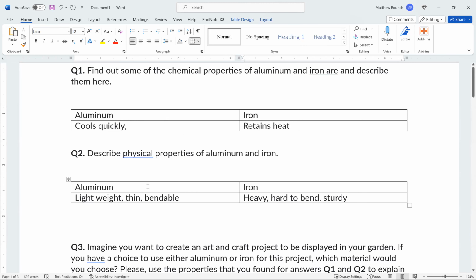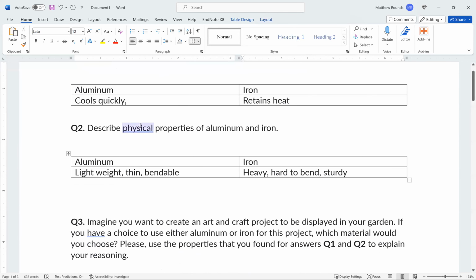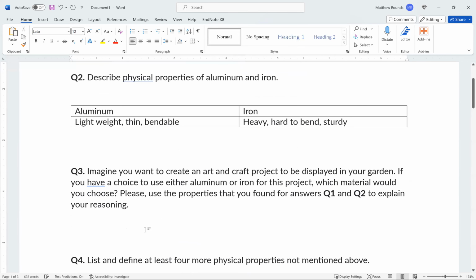All right. So we've kind of talked a little bit about this. I don't think this is great, but this is good enough here. So imagine you're going to put something in your yard outside, would you use iron or aluminum? And why? I would use aluminum because, like you said, it's lightweight, thin, and bendable. You can make a lot of stuff with it. Okay, you can bend it how you want.